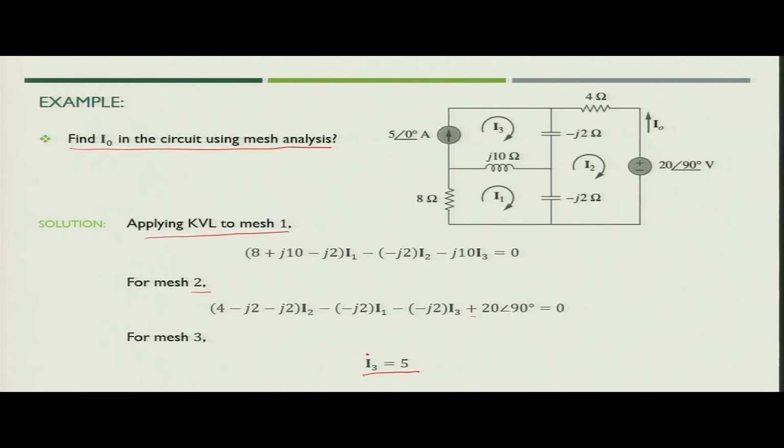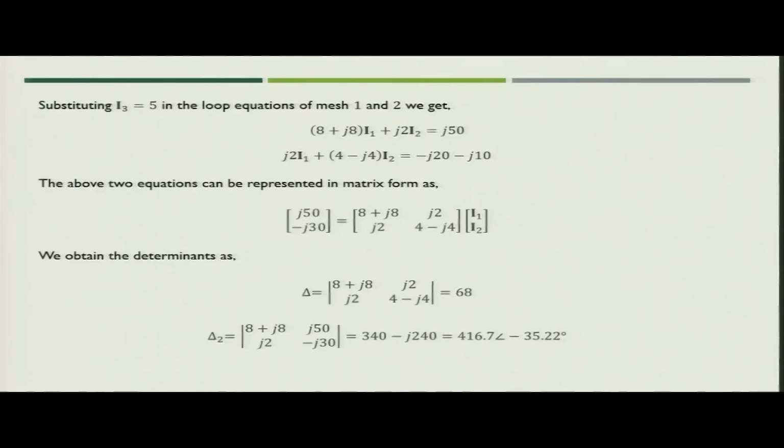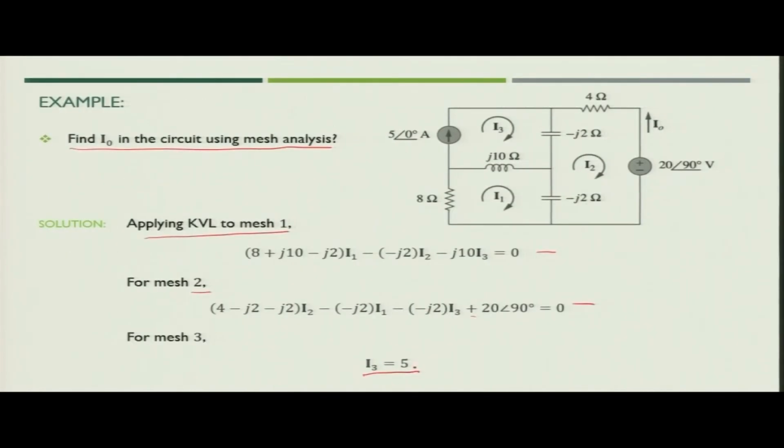Now, what you can do? You can put the value of I3 in these two equations and simplify. When you simplify, what will you get? You will get (8 plus j8) into I1 plus j2 I2 is equal to j50. This is what you got from the first equation, and from the second equation you will get j2 I1 plus (4 minus j4) I2 equal to minus j30. This you will get by simply putting the value of I3 in these two.